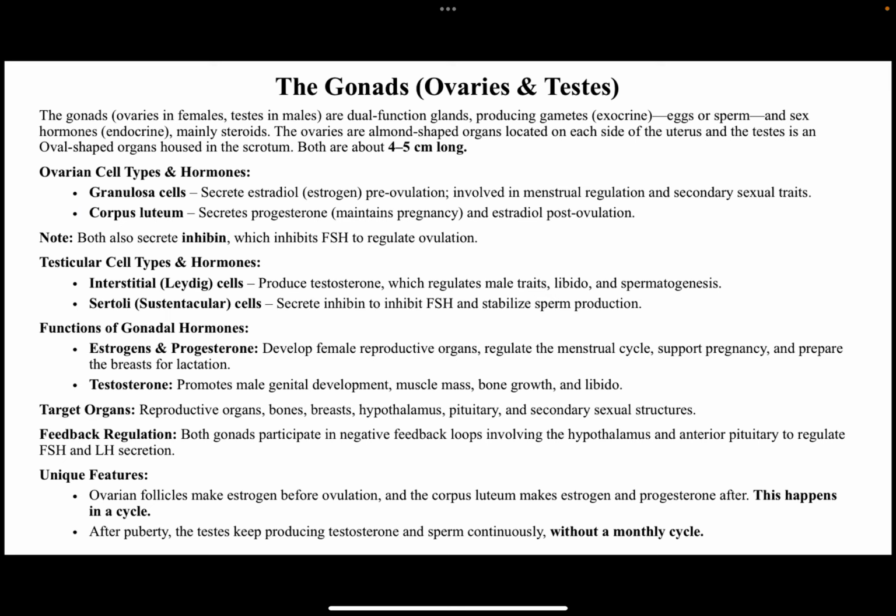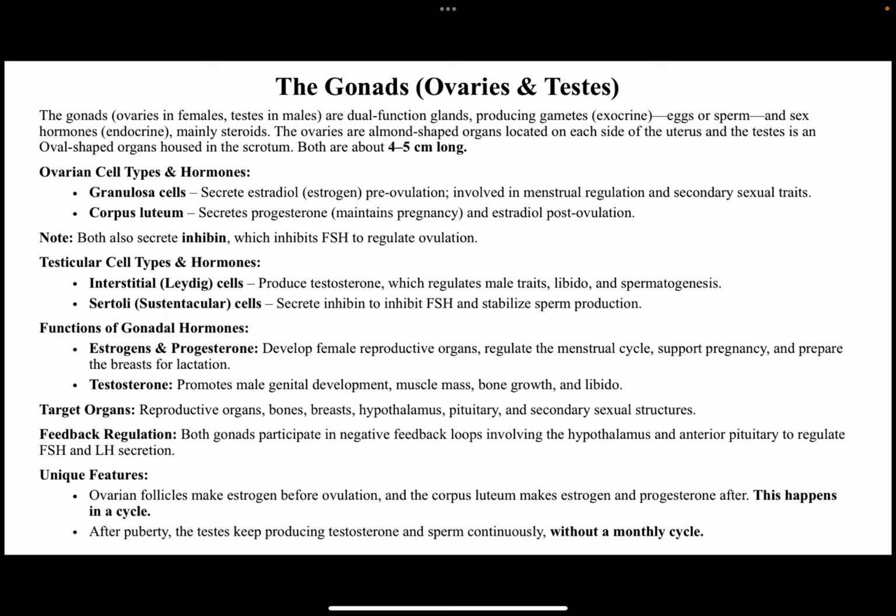Now let's look at the male gonads. For the male gonads, we are going to look at the testicular cell types and the hormones that they produce. Now the testicular cells: we have the interstitial or Leydig cells, and then we have the Sertoli or sustentacular cells. These are the testicular cell types. Now the interstitial or Leydig cells produce testosterone, which regulates male traits, libido, and spermatogenesis.